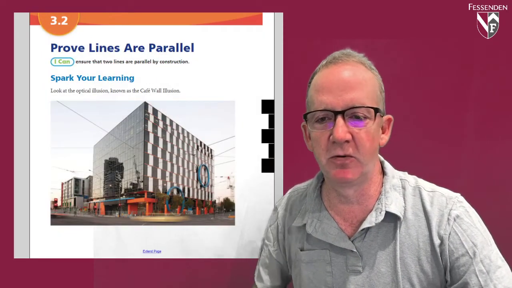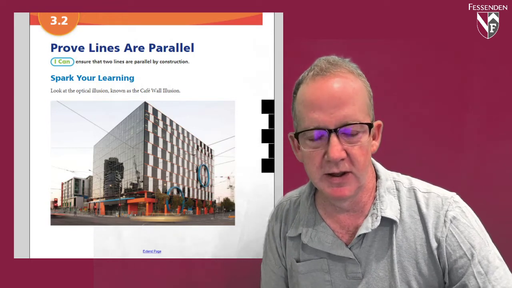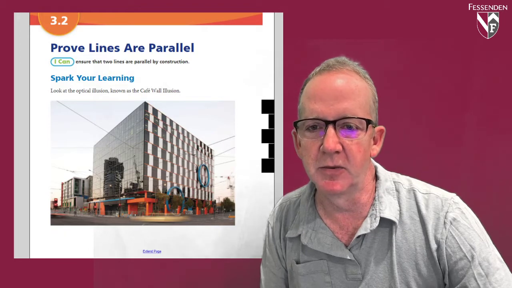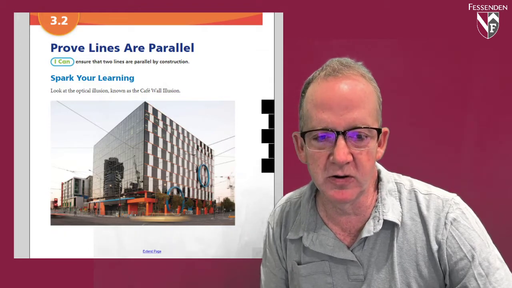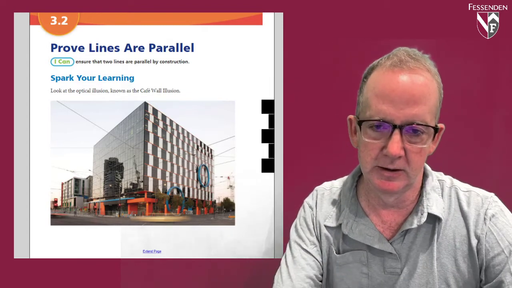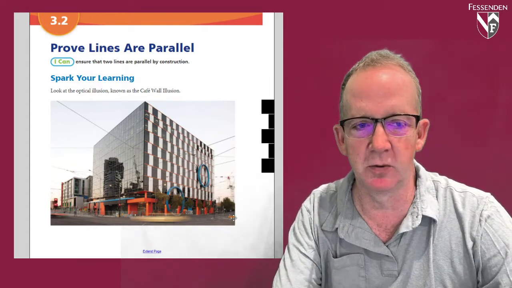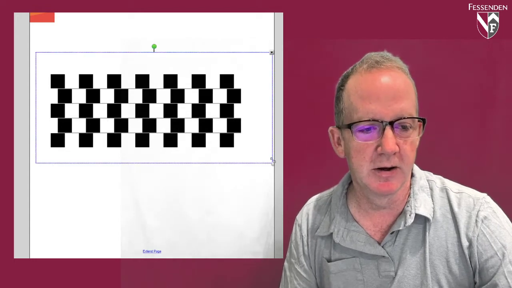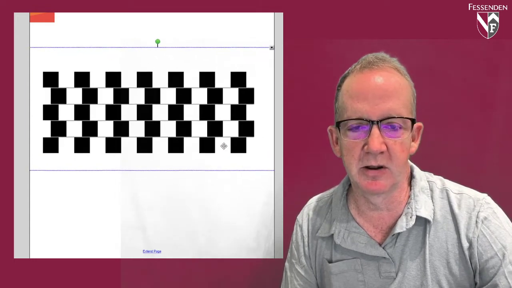But before I do, I thought I'd share with you this interesting building called the Cafe Wall Illusion. It's a little hard to see here, so I brought over another version of it, which you may have seen before. Let's move that out of the way and look at a version of this. I like optical illusions, and it kind of makes your brain hurt a bit. But do you see these as parallel lines, and how can we prove that they're parallel lines?